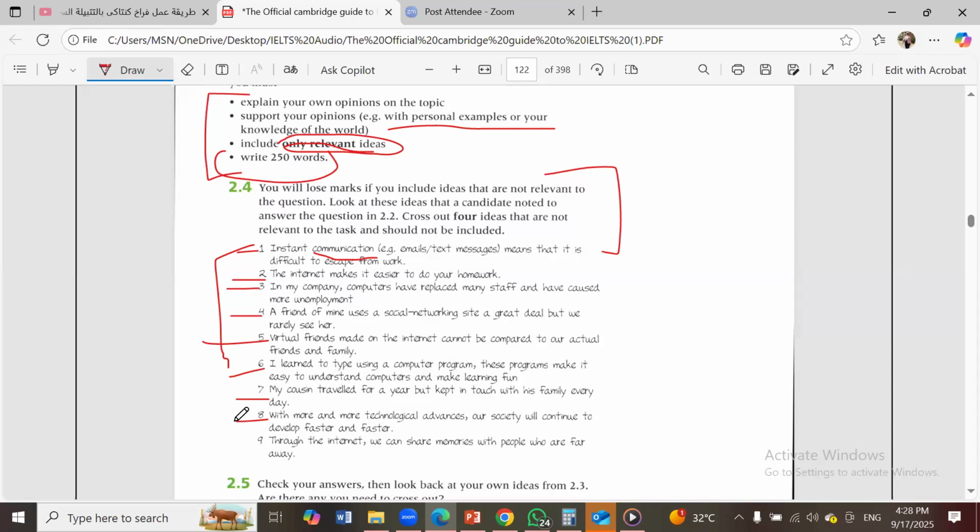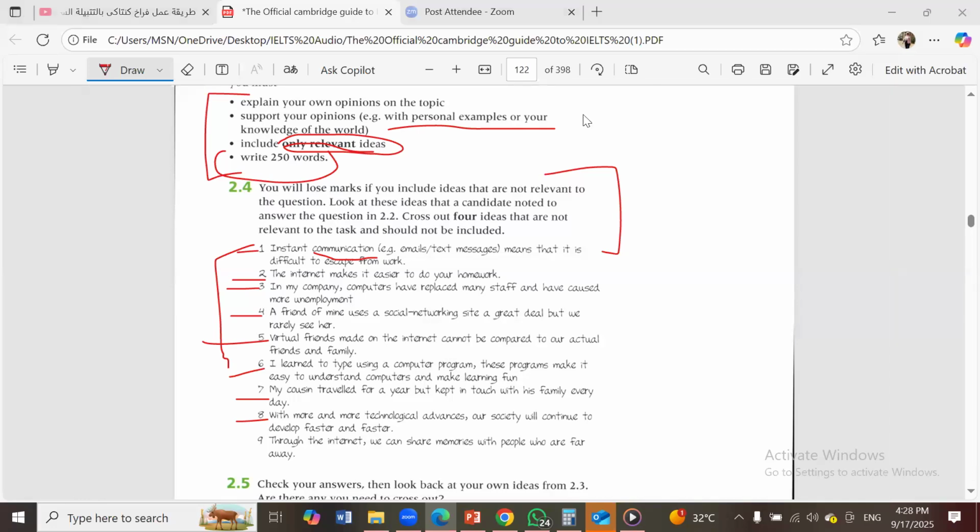أمل اتفضلي. Amal, go. With more and more technological advances, our society will continue to develop faster and faster. Yes, it's related. I think it's personal, like opinion. Opinion or personal example? I think it's opinion. Opinion, okay.